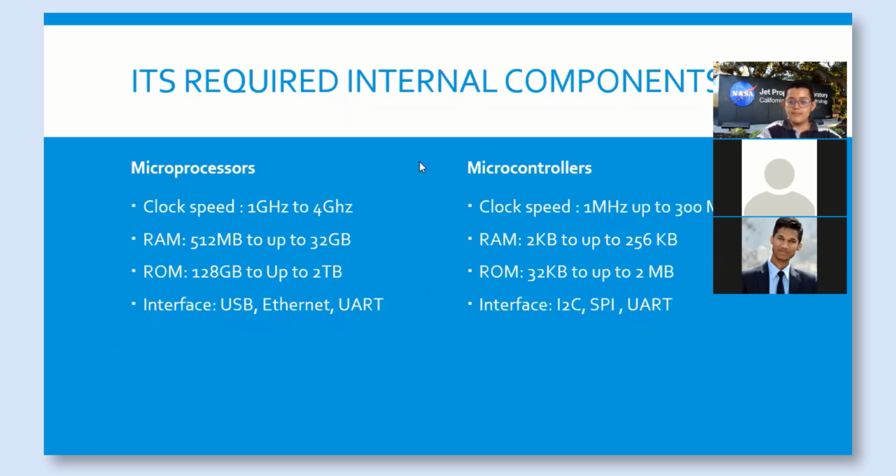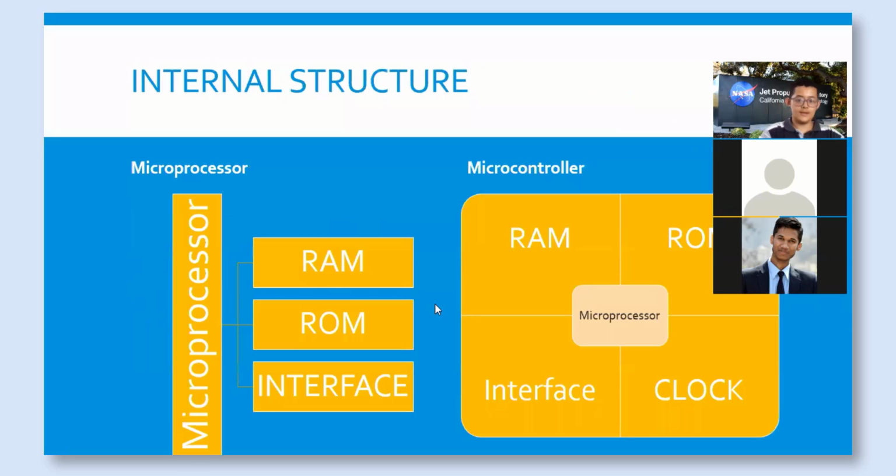In microcontrollers, the clock speed is very low compared to microprocessors, like 1 megahertz up to 300 megahertz, and the RAM is also very low, so we cannot do intensive processing work. And the interfaces it uses are I2C bus communication, SPI, and UART.